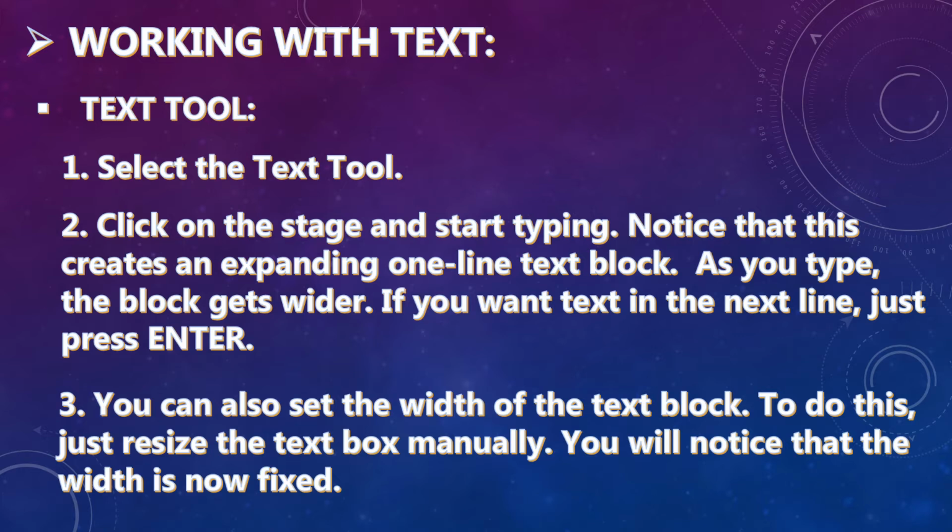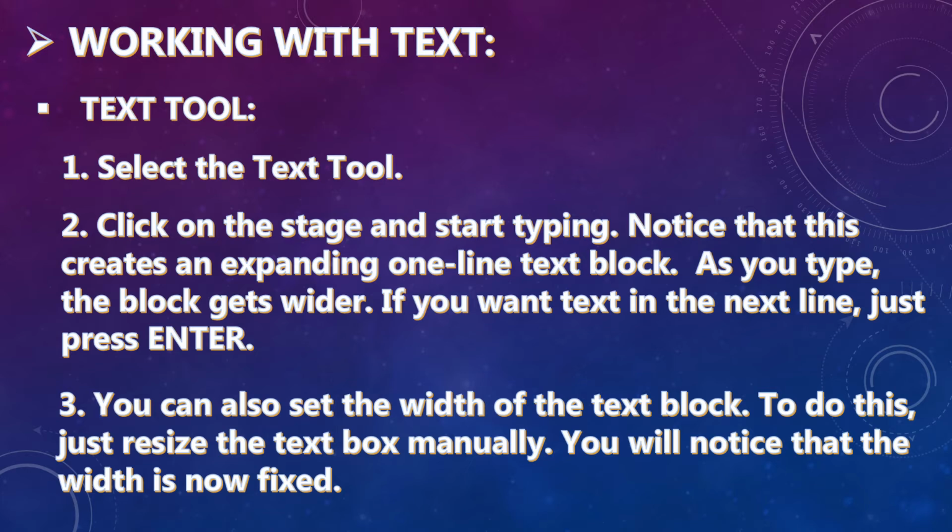Text tool. The text tool is used for inserting text on the stage. Let us consider an example to understand how to use this tool. Select the text tool, click on the stage and start typing. Notice that this creates an expanding online text block. As you type, the block gets wider. If you want text in the next line, just press the enter.